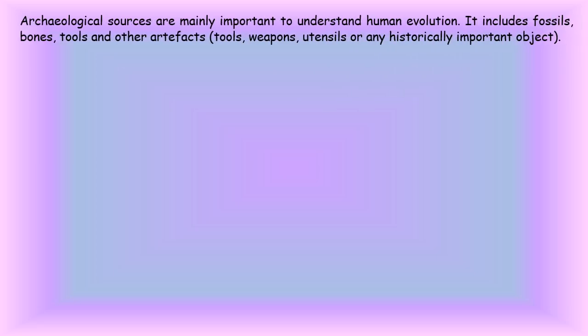Children, can you tell me why archaeological sources are mainly important to understand human evolution? I'll tell you why. Because at the early stages of human evolution, that is from Australopithecus to Neanderthal, we did not find any written records. And if we really want to understand human evolution, we have to depend on fossils, bones, tools, and other artifacts.